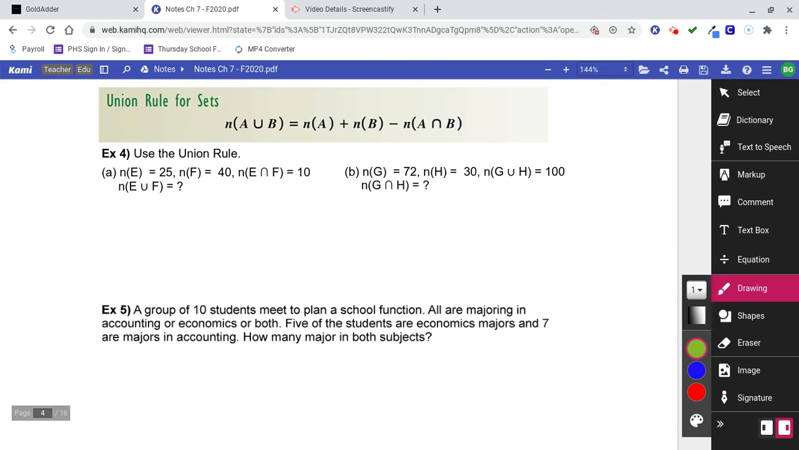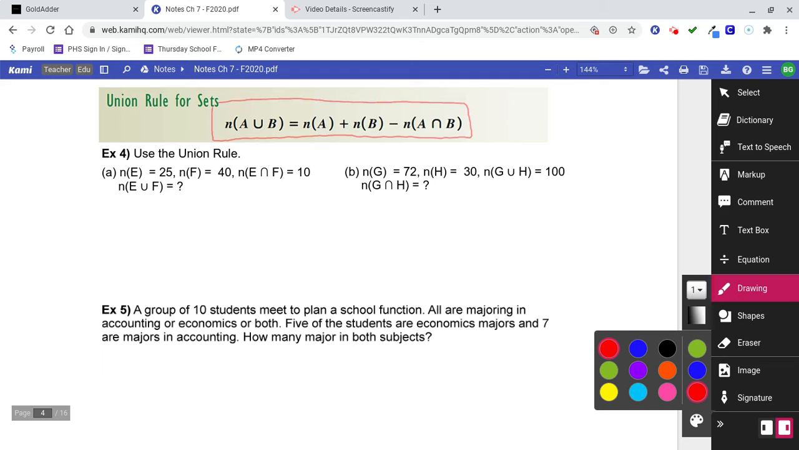Next, we have a formula, and this formula looks really complicated, but it's going to come back kind of a lot in the next couple of sections. All right. So it says the number of items in the union is equal to the number in A plus the number in B minus the number in the intersection. Okay. So it seems really hard at first, but you probably will memorize it pretty quickly.